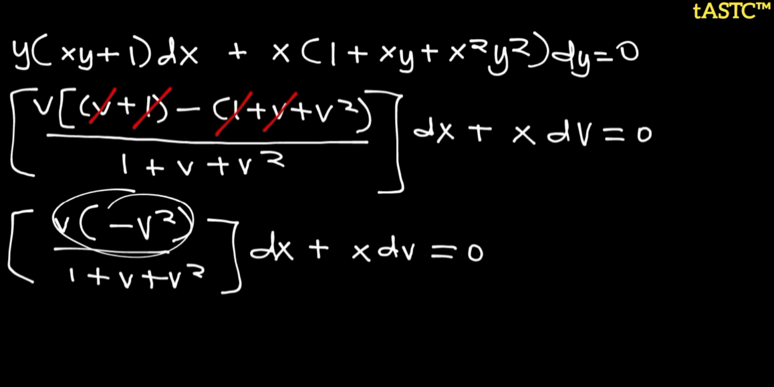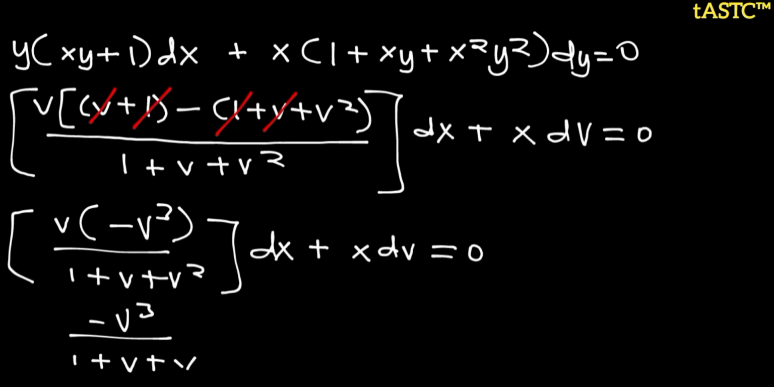And we know if these two are multiplied, we should have a negative 3v to the third. So I actually made a mistake here. There should be a 3. So that is, well, what a mistake. This is a minus v to the third, divided by 1 plus v squared, dx plus x dv. This is equal to 0.